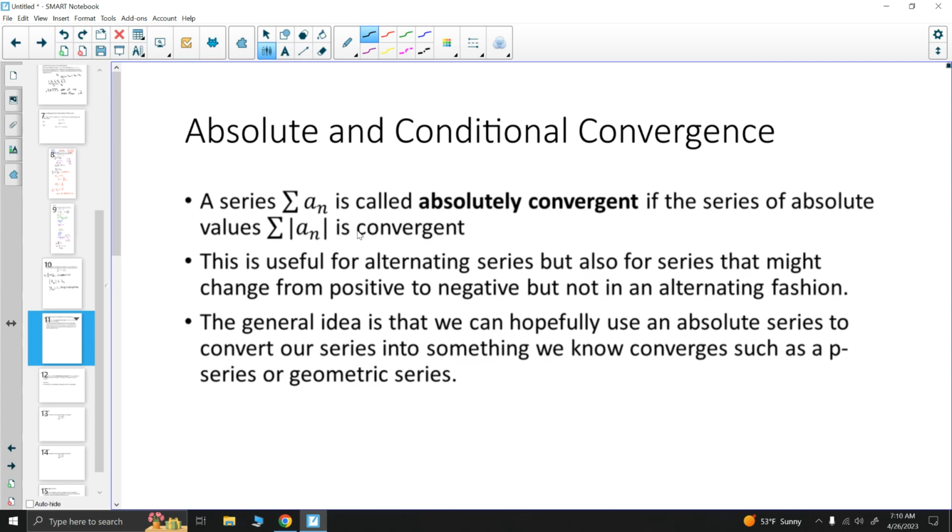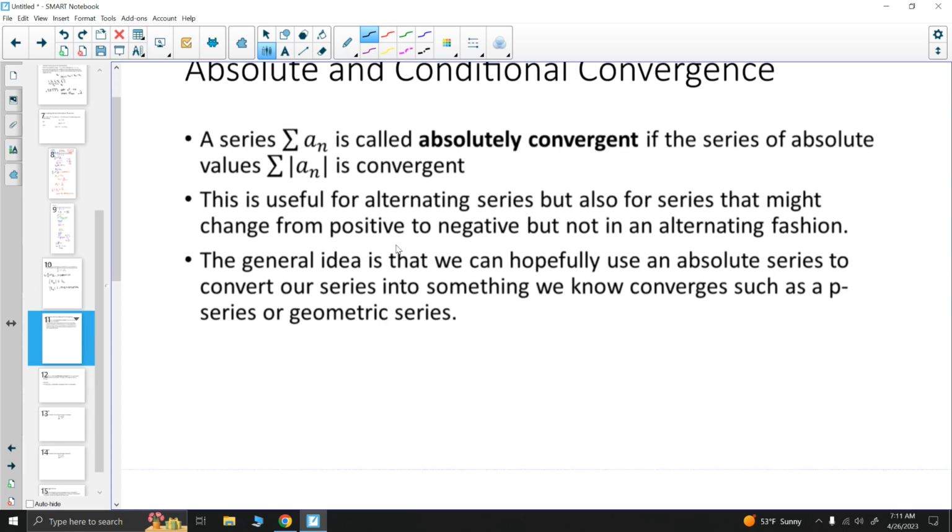In general, we want to use absolute convergence to turn our series into something we know converges or not, like a p-series or a geometric series. If we can show that, cool. Obviously, this wouldn't work on our alternating harmonic series, because the absolute value would just be the harmonic series, and we know the harmonic series doesn't converge, so that wouldn't help us. But in general, we want to use it to convert the series into something that we know converges.